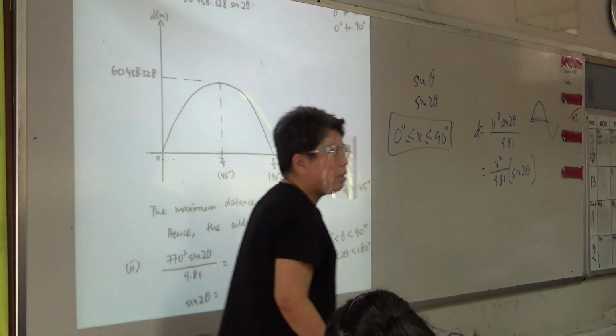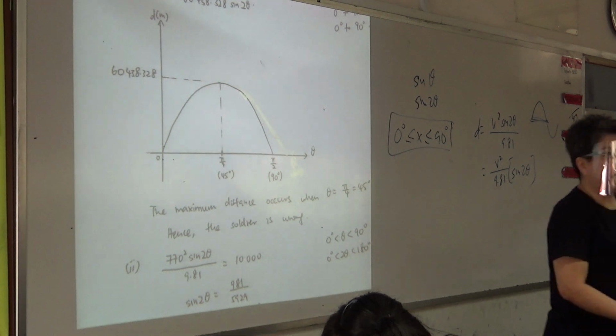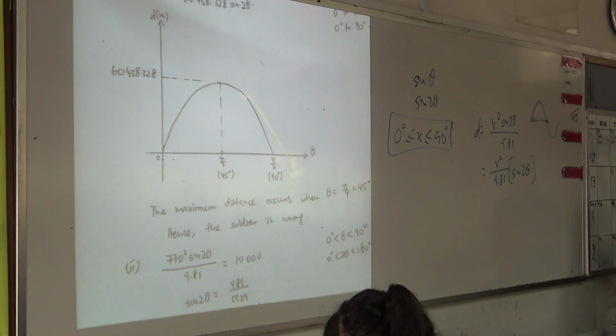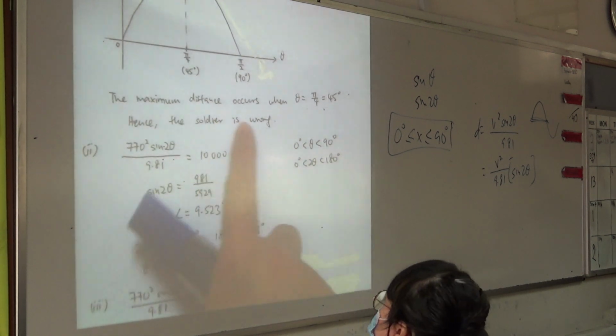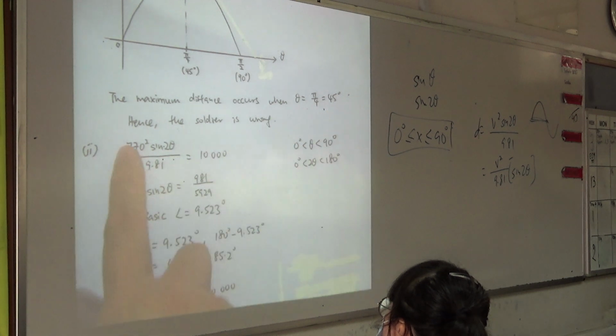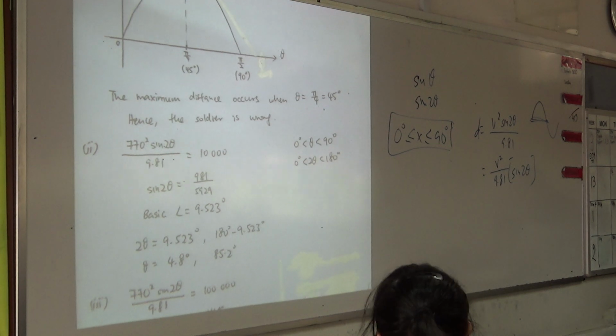But what did the soldier say? 50. Is he correct? No, it's not correct. Now look here. The maximum distance occurs when theta is 45, hence the soldier is wrong. Everybody clear? The soldier is wrong. Now, next. Part 2.